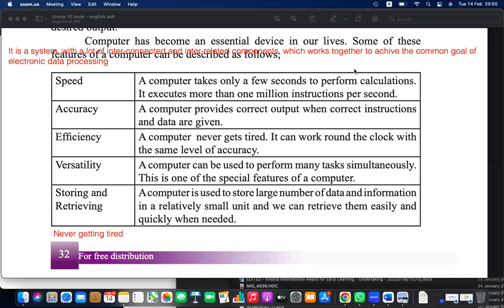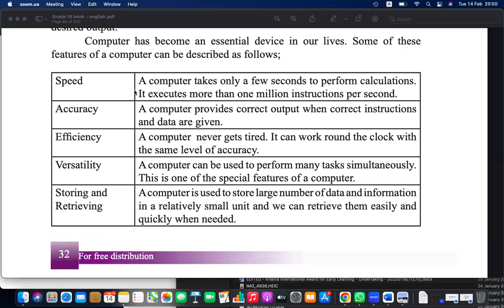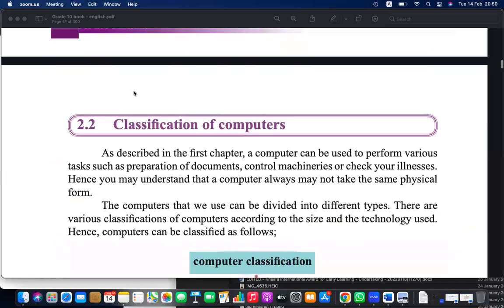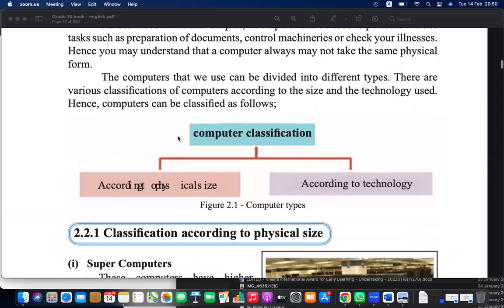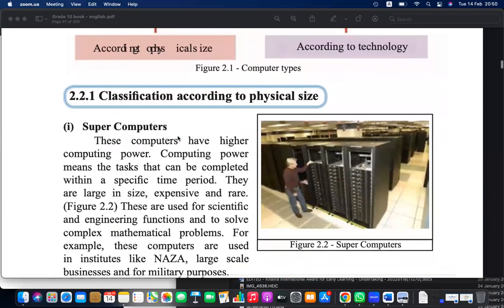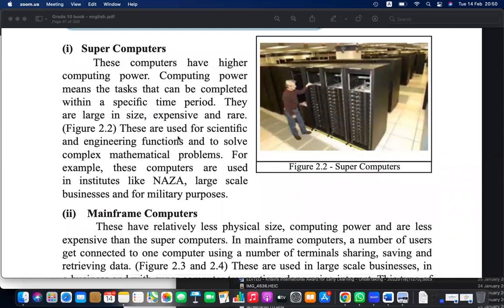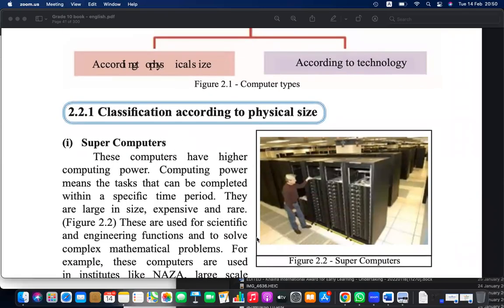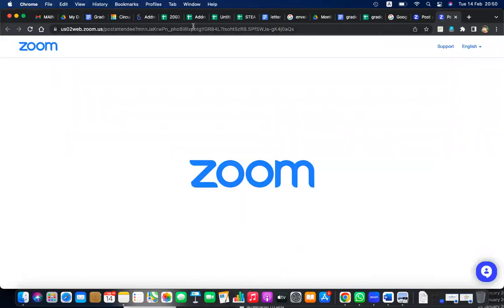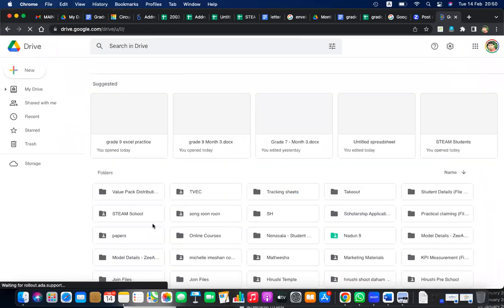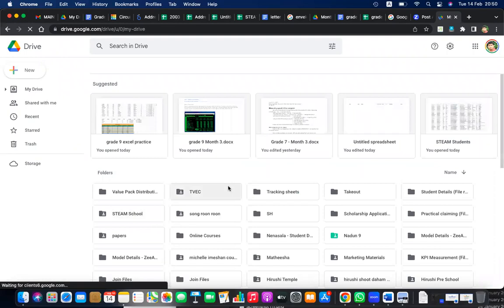Now you know about the computer system, what the parts of it are, and also the features of computers, and then the categorization of computers. This can be categorized in several ways. I will give you the note on how computers can be classified and categorized. Basically there are a few methods.